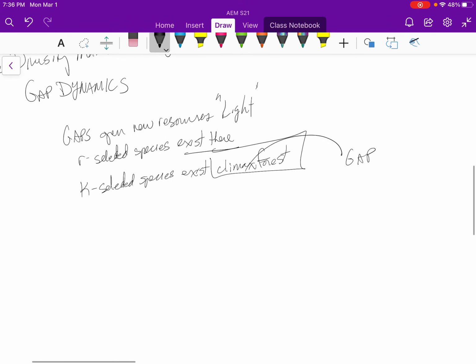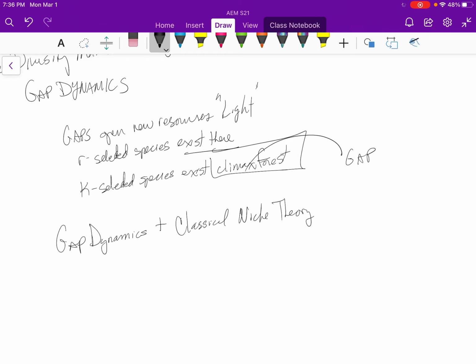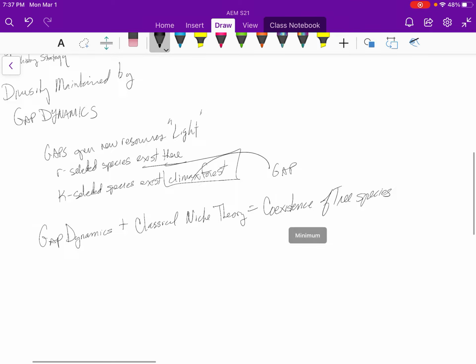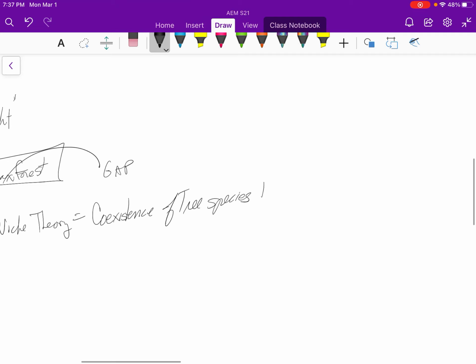So, gap theory, gap dynamics, plus classical niche theory equals coexistence of tree species that utilize different levels of light.